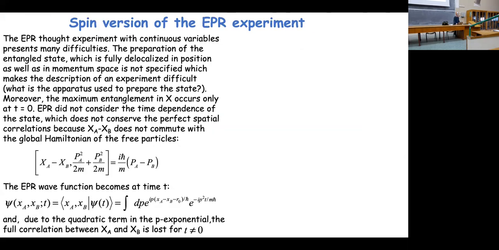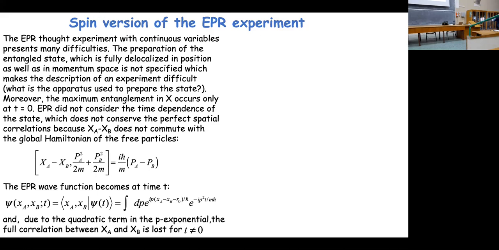And this remained at this point, because this experiment of Einstein, Podolsky, and Rosen is impossible to perform. They did not describe any apparatus which prepares this state, and there is no way to understand how the experiment could be done. There is another flaw in this, which is the fact that this perfect correlation between P and X is valid only at time t equals 0.